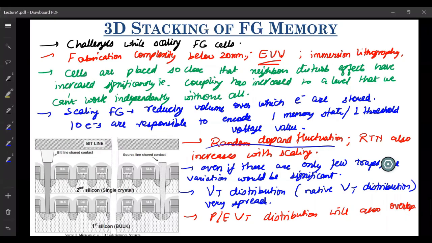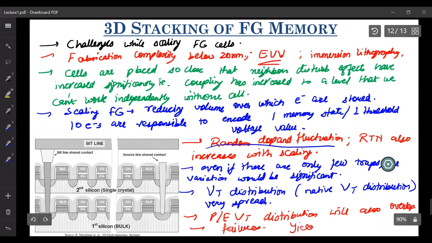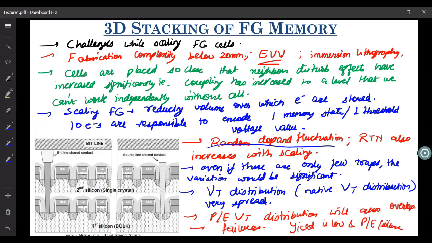Overlap in this program erase VT distribution will definitely lead to failures, and therefore the yield is low, and also program erase failure is there. So the role of error correction circuitry becomes even more important. You need more error correction circuitry and all those things. So that way, its scaling is not very advantageous, even if you come up with some new technology, you have used EUV and all those things.